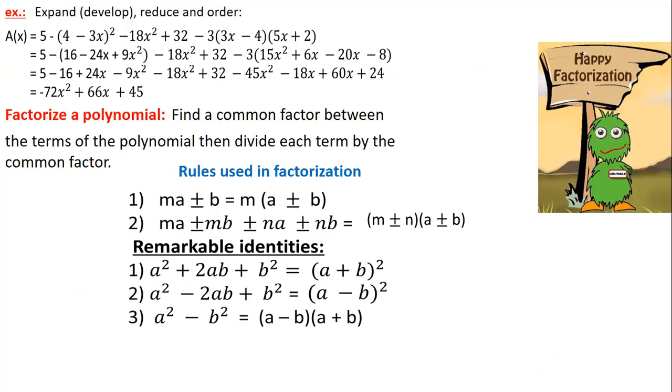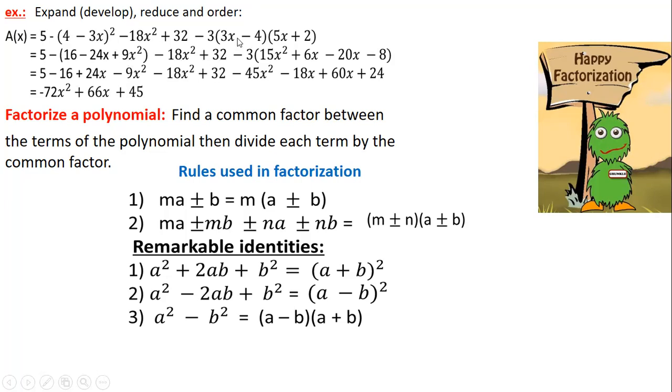So first I should get rid of the square. So this is the second remarkable identity, A minus B all of it squared. It is A squared, which is 4 squared, 16, minus A times B: 4 times 3x is 12x, times 2 is minus 24x, plus B squared, 3x all of it squared is 9x squared. Here we do not have parentheses, so we write them as they are.